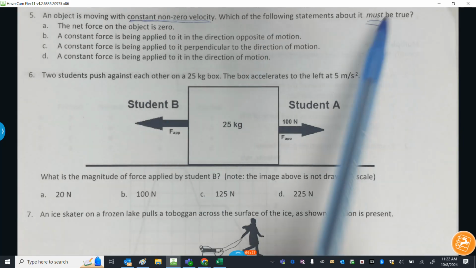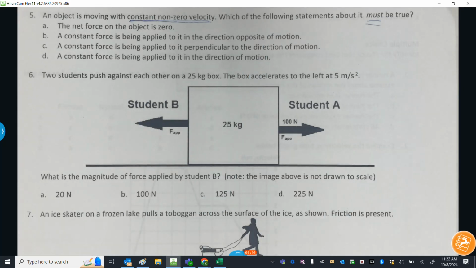So what has to be true? There are a lot of things that could be true about things moving at a constant velocity, but what has to be true? If we read the first option, it says the net force on the object is 0. That has to be true. That is actually the answer to this question, answer choice A. If you have an object moving at a constant speed, that has to be true.